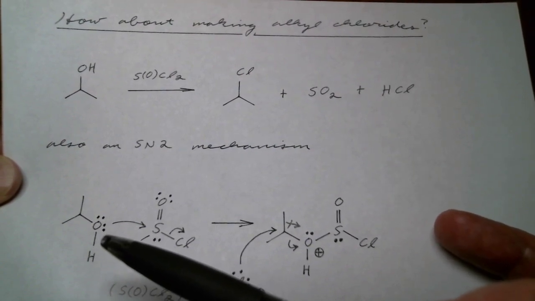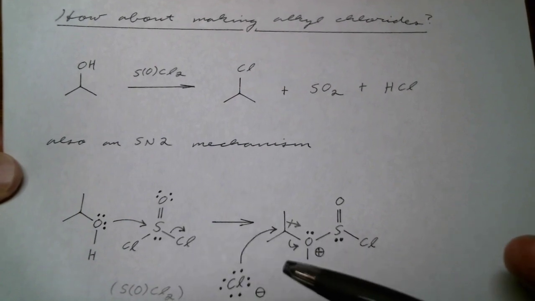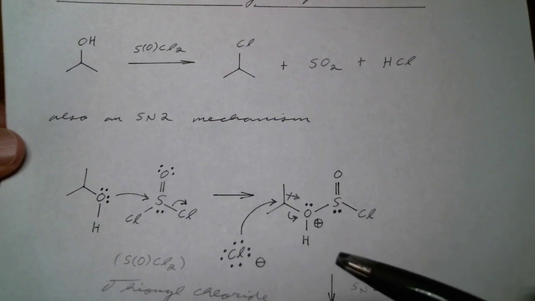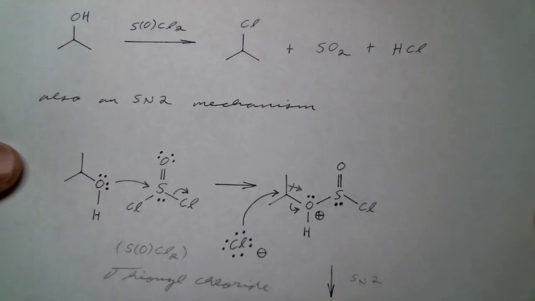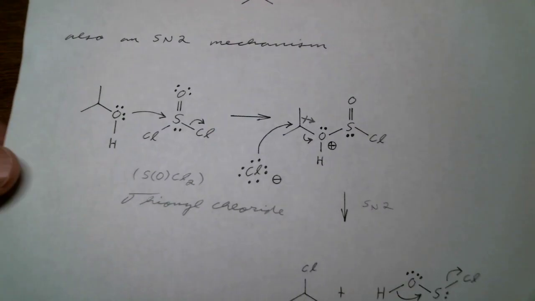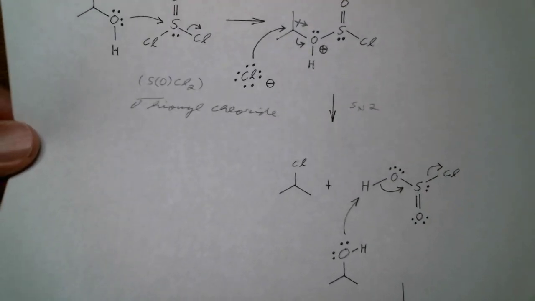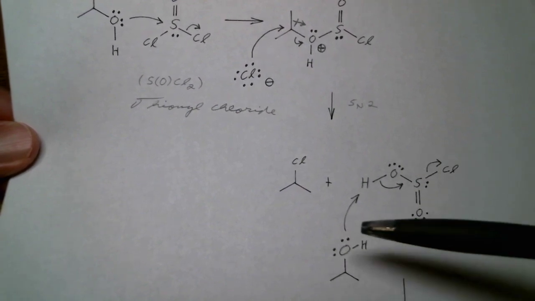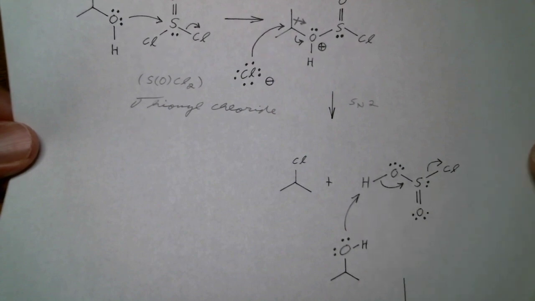Here we have our oxygen taking a lone pair, attacking the sulfur, kicking a chloride out. And then that chloride goes and, in an SN2 mechanism, pushes out our leaving group, which looks almost like sulfur dioxide and HCl, but another molecule of our alcohol, isopropyl alcohol, comes along, deprotonates it, and that kicks out chloride.